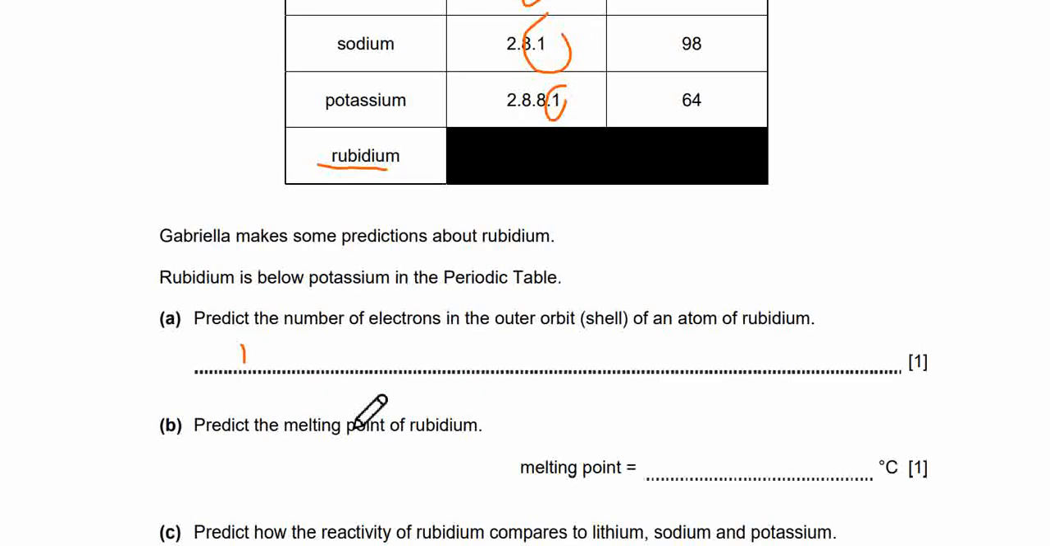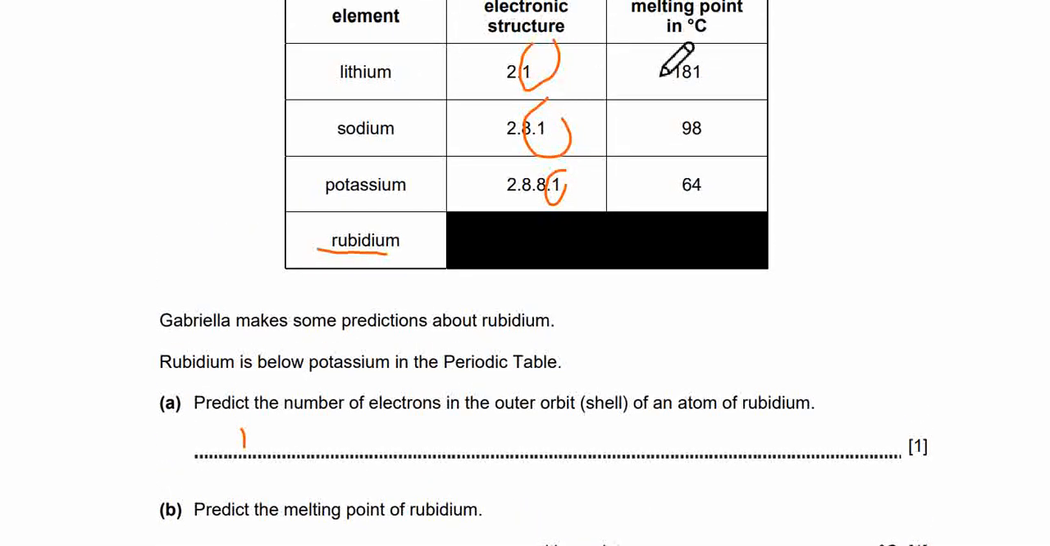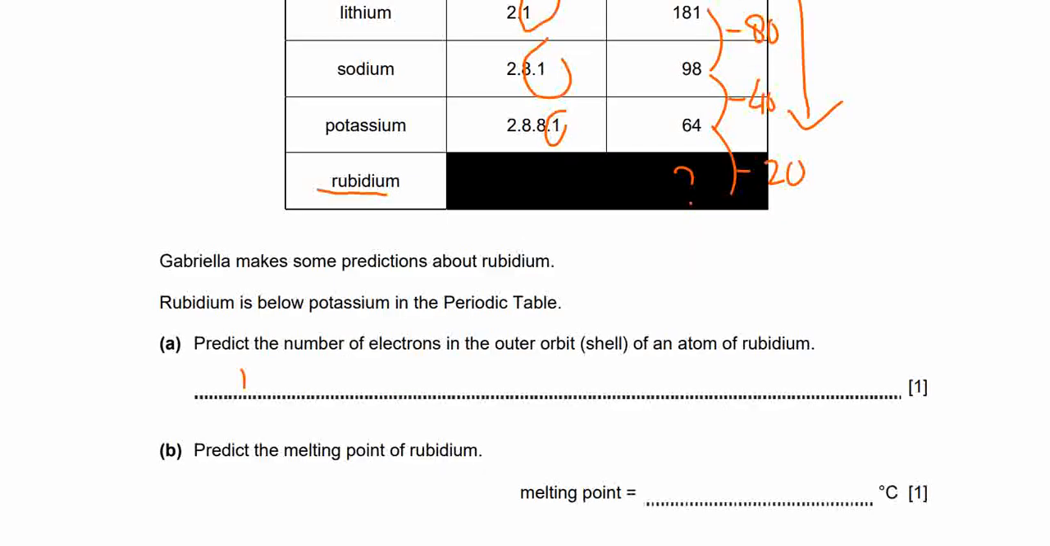Next, predict the melting point of rubidium. We see that lithium is 181. Sodium is 98, so it's getting smaller. So this will be the smallest. The difference from 180 to 100 is around minus 80. This one is around 160 minus 40. So see the trend. We try to minus this with 20. So 64 minus 20 is around 44. So we predict that it will be 44.